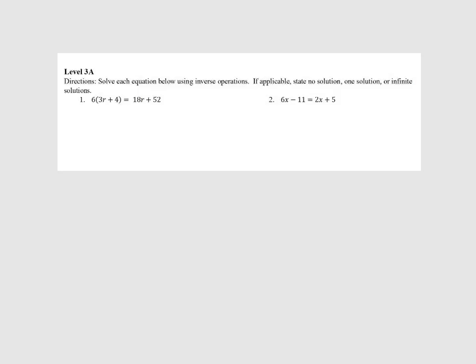Okay, looking at number 1, we're going to start with the distributive property. 3 times 6 is going to be 18r. 3 times 4 is 24. And I'm going to drop down everything I have not touched yet.